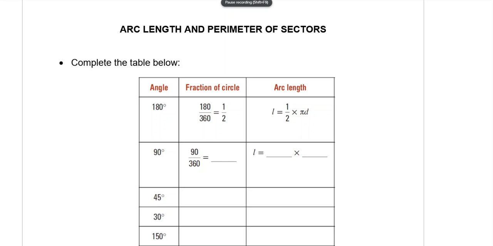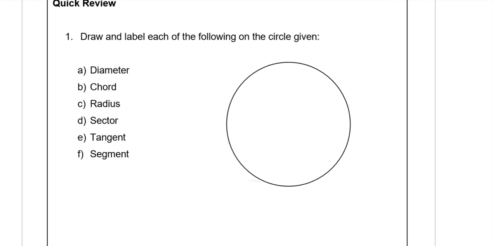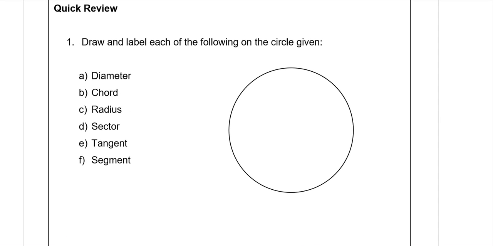Morning, Year 7. Today we're going to be finding the arc length and perimeter of sectors. But before we do our new work, let's revise what we were doing last lesson. So, first question says, draw and label each of the following on the circle that's given to us there.